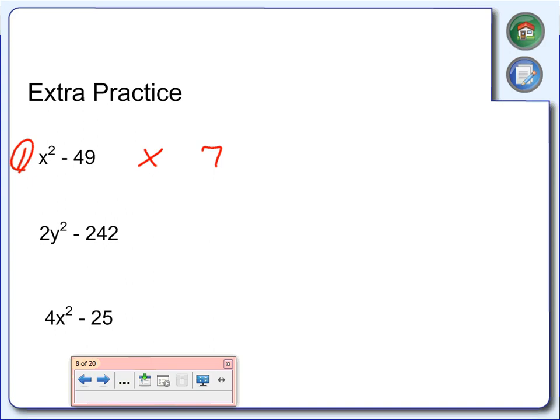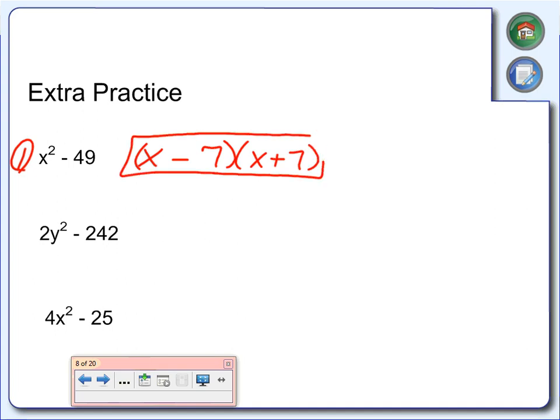That's the hardest part. So now all I'm going to do is write it twice. Once with a minus, then again with a plus. These are the factors of this thing right here. If I multiply those 2 things together, I'm going to get an x squared minus 49. That's it for difference of squares.